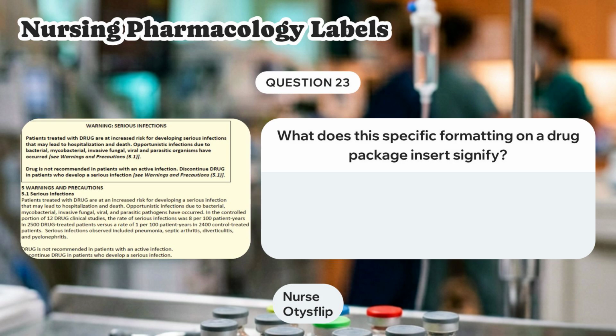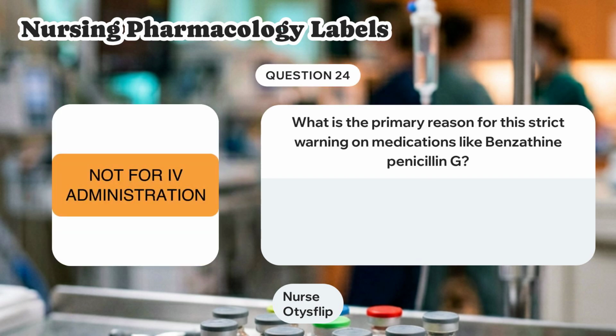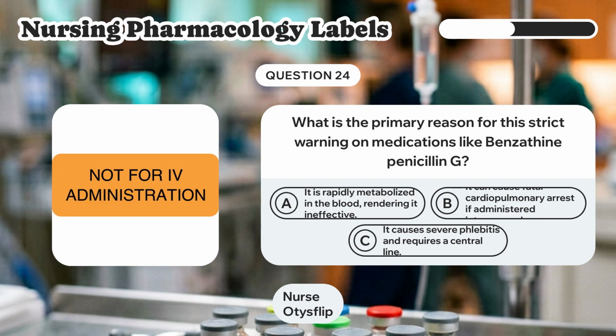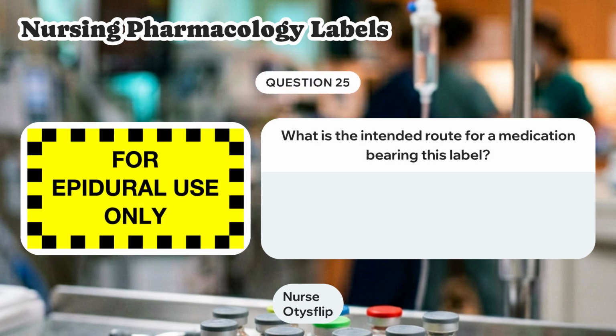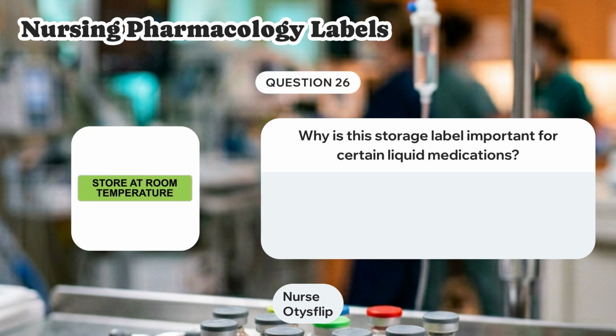What does this specific formatting on a drug package insert signify? What is the primary reason for this strict warning on medications like benzathine penicillin G? What is the intended route for a medication bearing this label? Why is this storage label important for certain liquid medications?